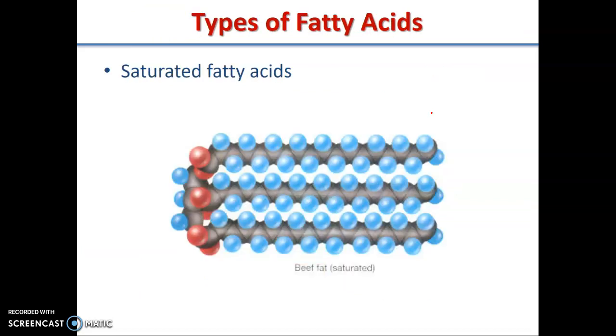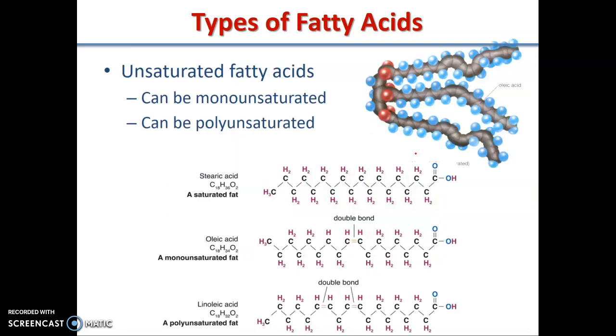And you can have several types. So saturated means that there's a bunch of single bonds here and that every carbon has a hydrogen attached to it, or a single bond. If it's unsaturated, it can be monounsaturated, so one unsaturation, or many unsaturations, and that unsaturation is introduced by having these double bonds. So having a double bond is how you have an unsaturated fat.